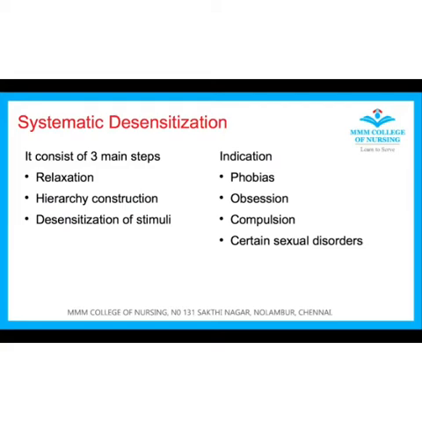Desensitization of stimulus. This step can be done either in reality or through imagination. At first, the lowest item in the hierarchy is confronted. The patient is advised to signal whenever anxiety is produced. With each signal, the patient is asked to relax. After a few trials, the patient will be able to control his anxiety gradually. Indications of systematic desensitization are phobias, obsession, compulsion, and certain sexual disorders.